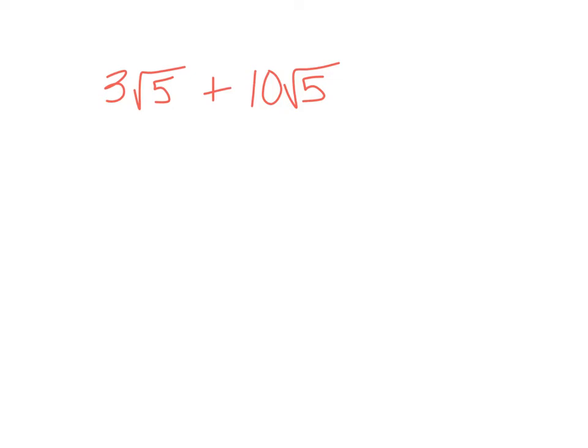Okay, let's take a look at another one. The 3 times the square root of 5 plus 10 square root of 5. So first thing I noticed is that they have the same radicand on the inside. So this is kind of like the like term. It's sort of like having an x there. So it's saying I have 3 of those plus 10 more of those.